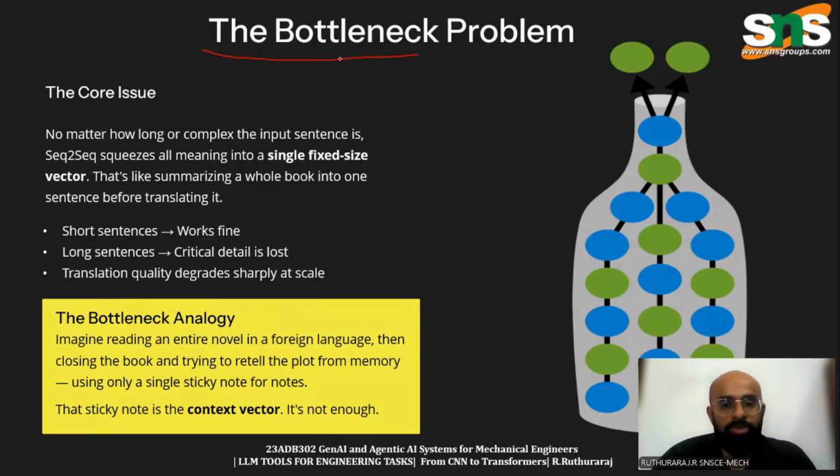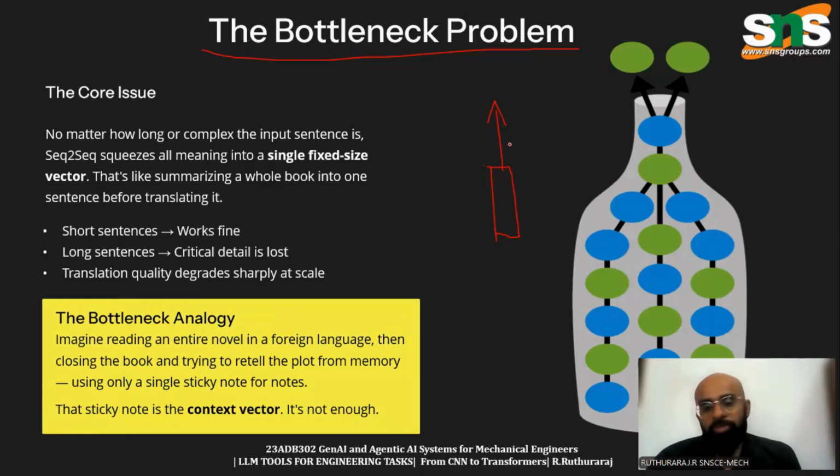The bottleneck issue is nothing but this: when you take a very long sequence and feed it to the encoder, it will shrink it into a small sentence. That is, it will try to fit everything into the last part of the encoder, and then it will be fed to the decoder. So what happens is that vital information may get lost.